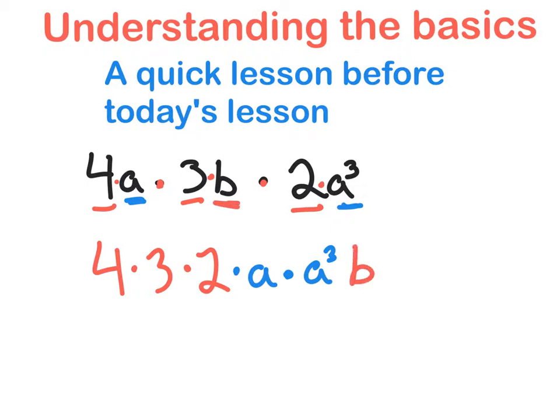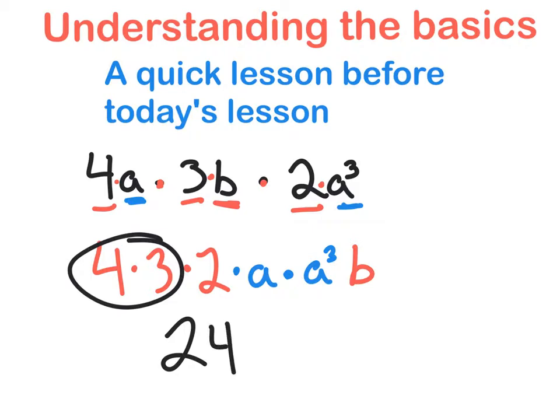So what is 4 times 3? That's 12. And then 12 times 2 is 24. And then let's go for the a's. Right here you have a times a to the third. That's actually a to the fourth.